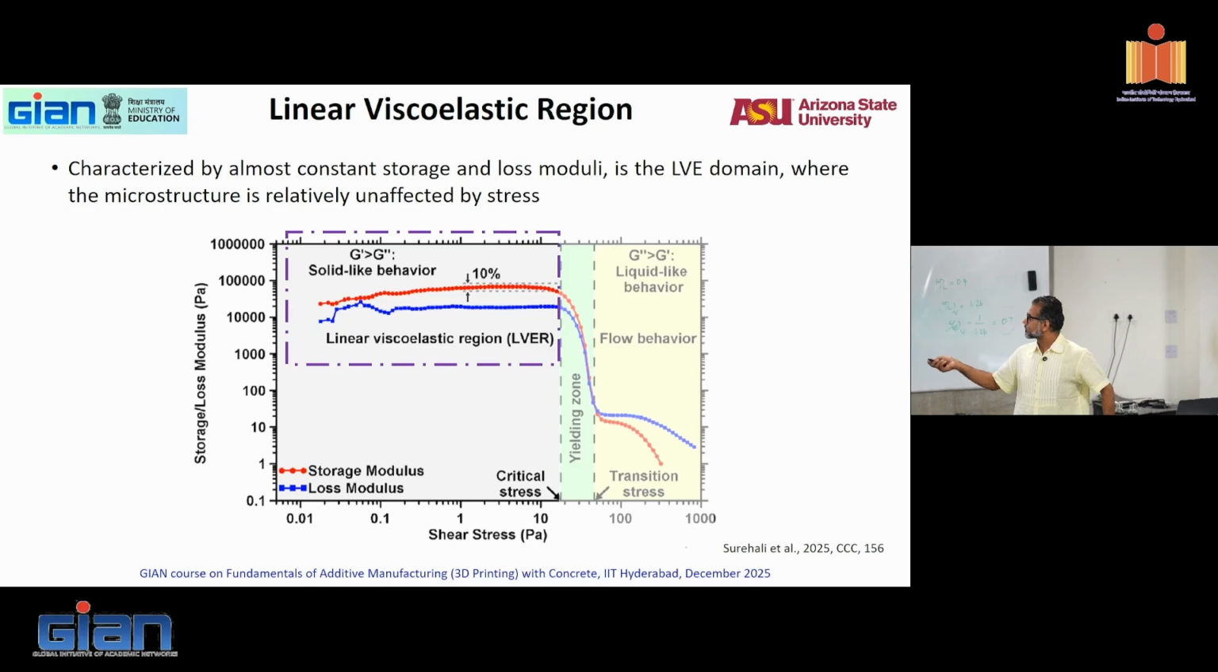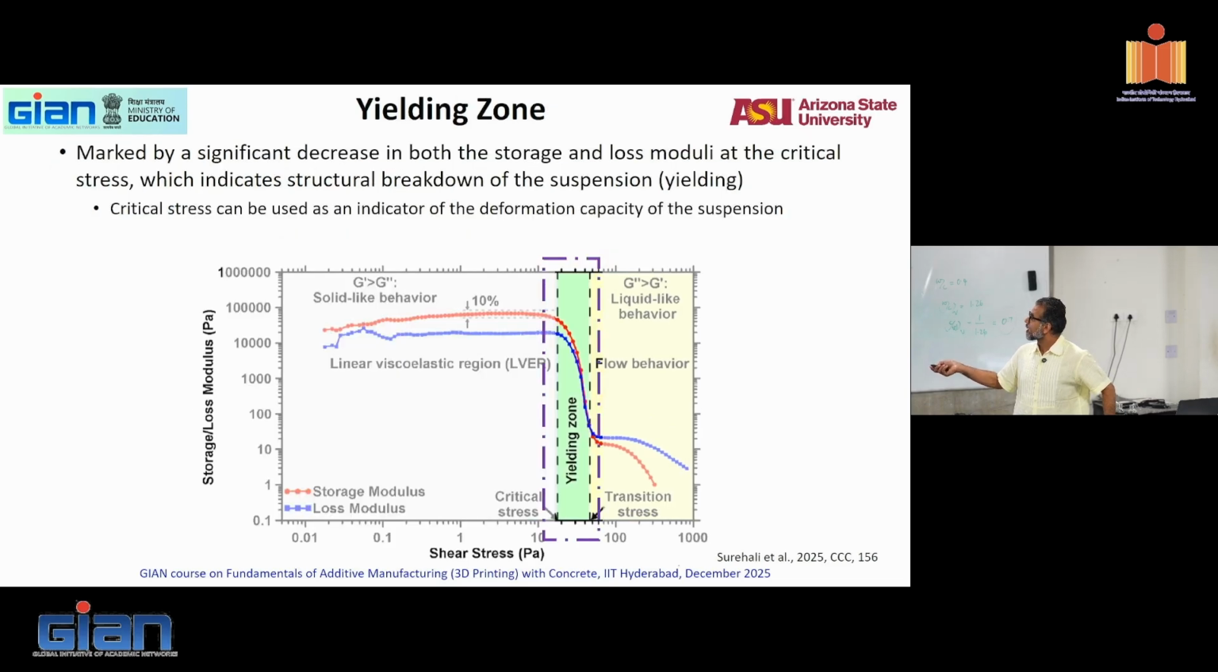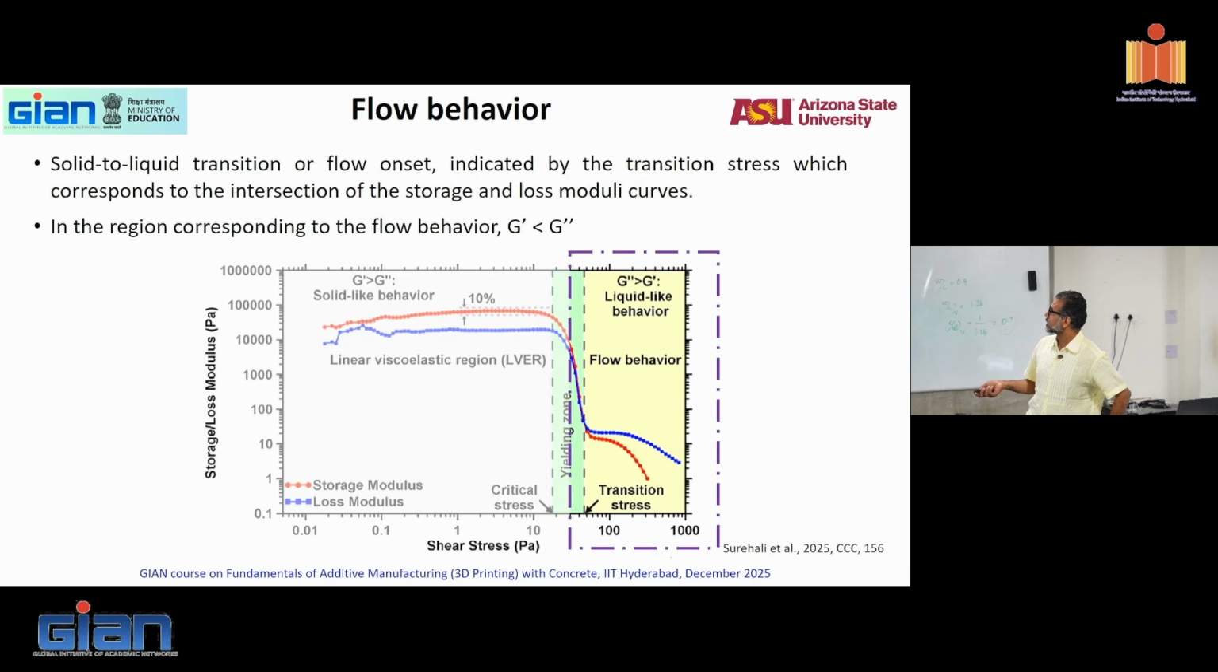So yielding zone, flow zone, critical stress. You can get lots of values: critical stress, transition stress, storage modulus, yield modulus. All of these values are sometimes useful in characterizing rheological behavior. We'll see more of this tomorrow when we talk about extrusion as well.